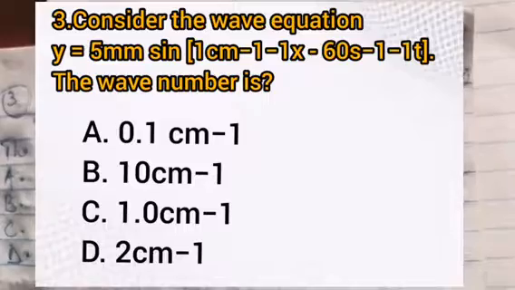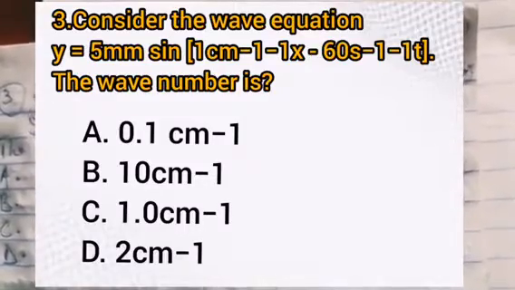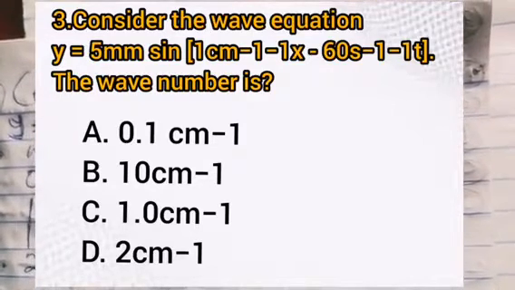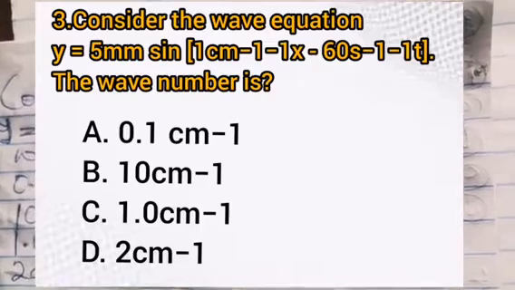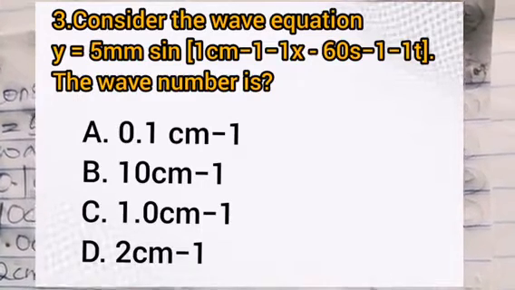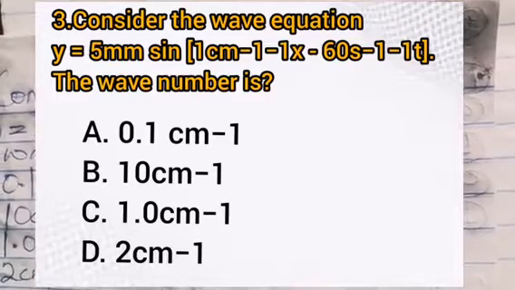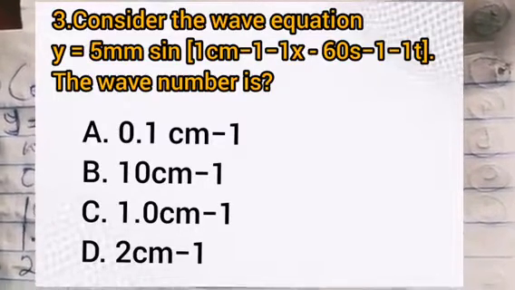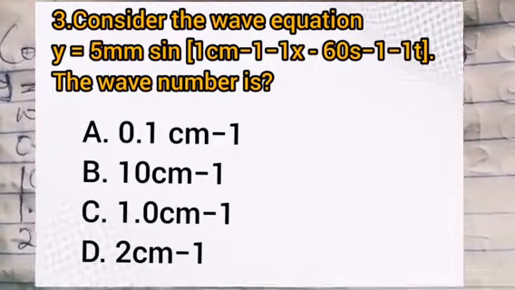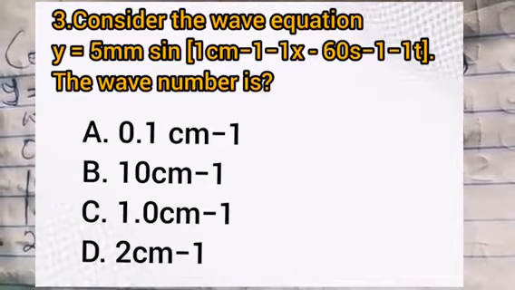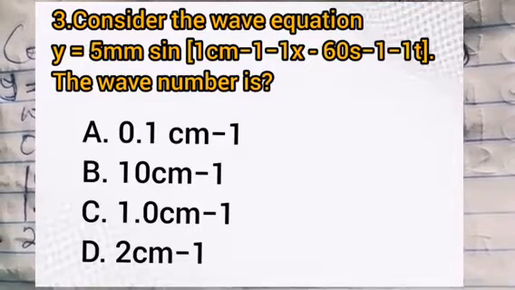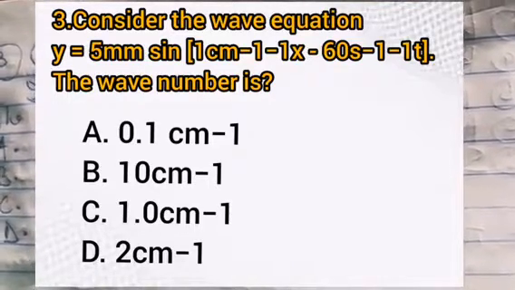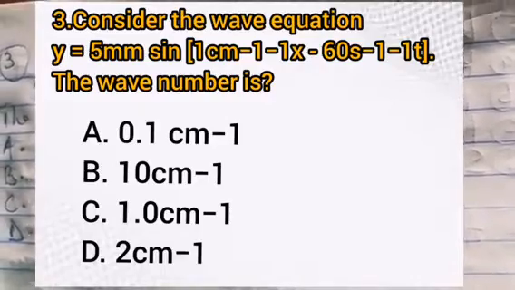Question 3 says, consider the wave equation y equals 5 millimeter sine open bracket 1 centimeter to the power of minus 1 x minus 60 s to the power of minus 1 t. The question says the wave number is, and we are given different options: option A 0.1 per centimeter, option B 10 per centimeter, option C 1.0 per centimeter, option D 2 per centimeter.